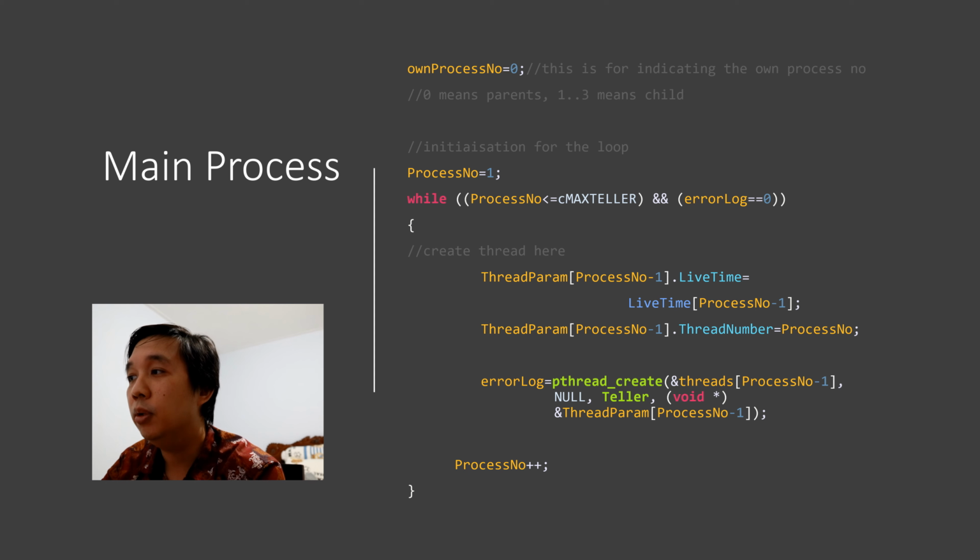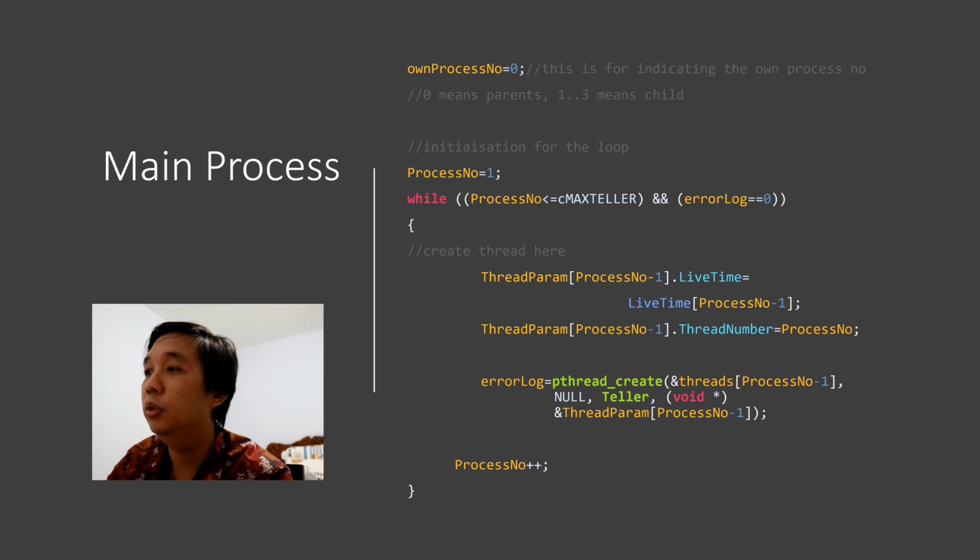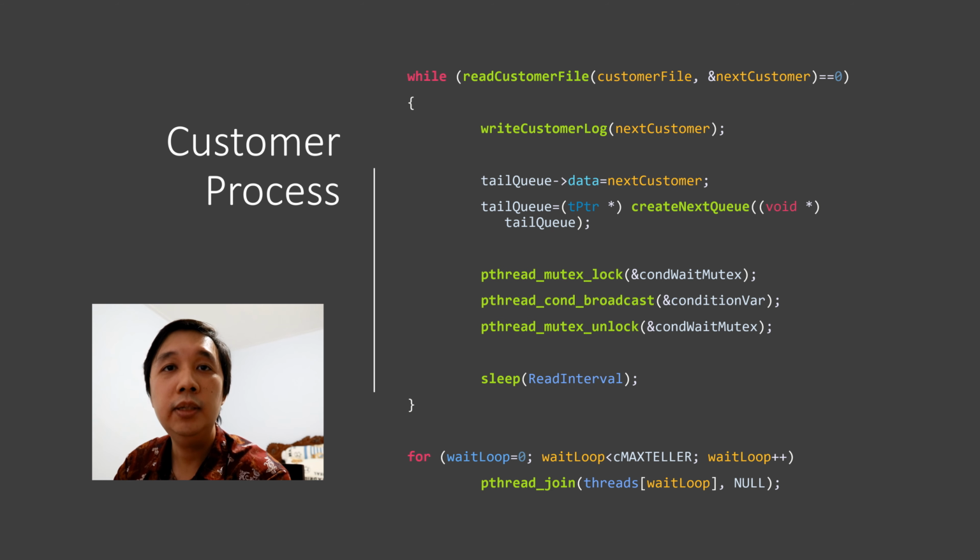We can see the while loop here: process number less than or equal to max teller, which of course is 1, 2, or 3. And we have thread params, process number minus 1, because we calculated from 0 but the numbers are 1, 2, 3, so we have to make an adjustment. Thread number equals process number. And then the most important thing, we call pthread create. We call the teller method, and we pass the thread parameters. These thread parameters contain the process number, which tells the thread that you are a child, because you are 1, you are 2, you are 3, that's your process number. After the main process finishes creating all the child threads, the main process will then execute the customer process.